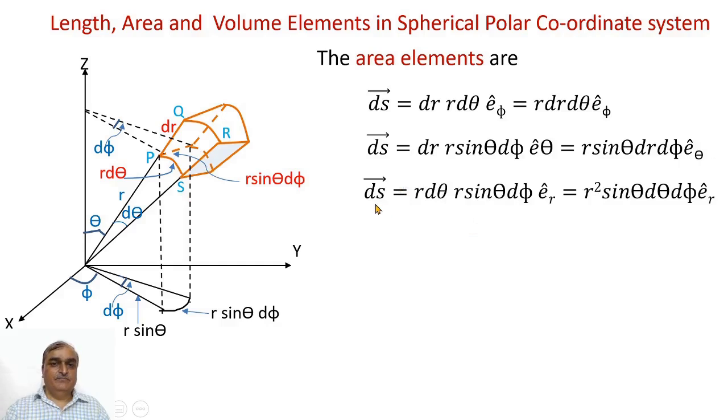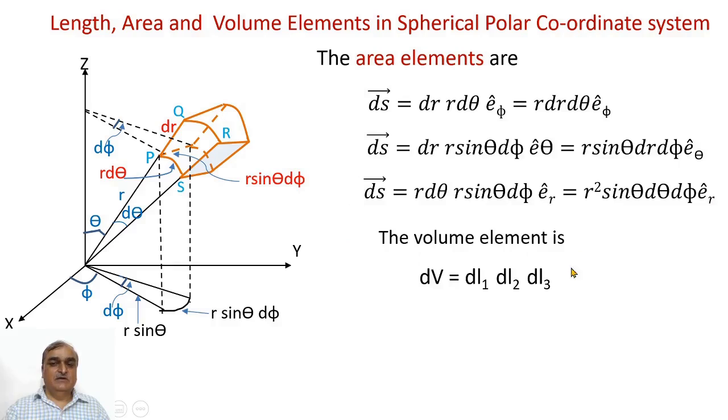Then the third area is this bottom area. This side is r d theta, and this side is r sin theta d phi. Therefore, this bottom area, the third area, is r d theta into r sin theta d phi. Simplifying, we get r square sin theta d theta d phi into er cap, because the normal to this area is er, this unit vector er. In this way, these are the three area elements in the spherical polar coordinate system.